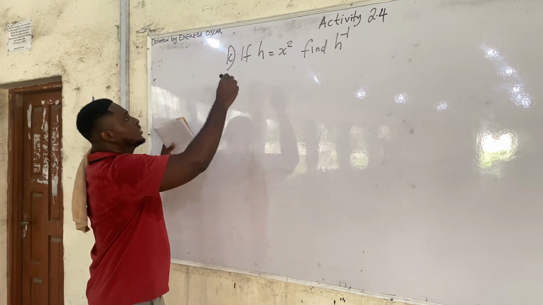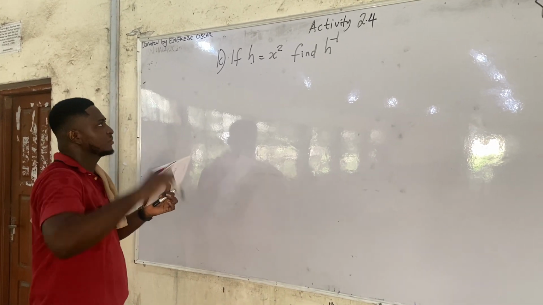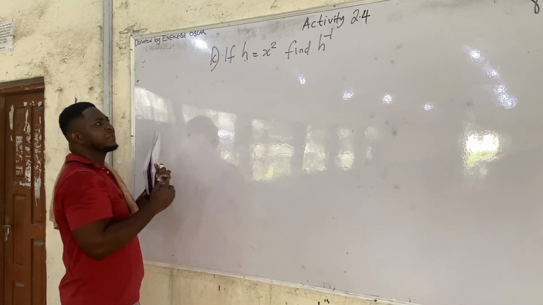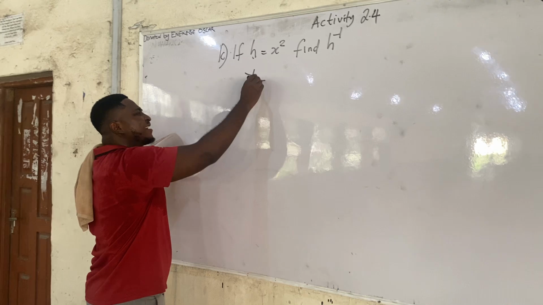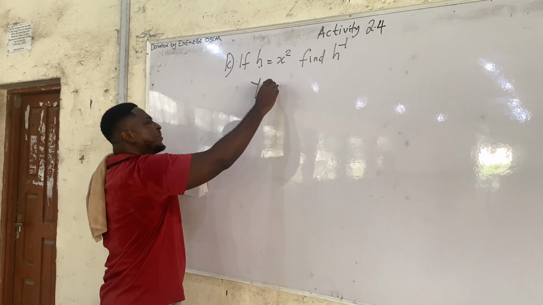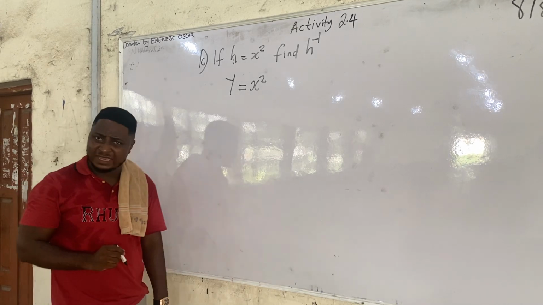Now look up. So class, if h is x squared, how do we find the inverse of a function? First of all, we replace h with y. I've taught this in the general class before. So let y be equal to x squared. Instead of h, let y be equal to x squared. That's the first step in finding the inverse of a function.